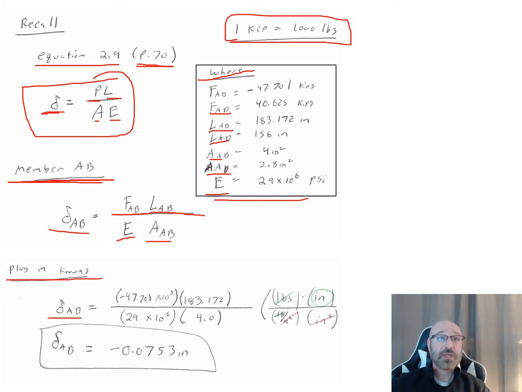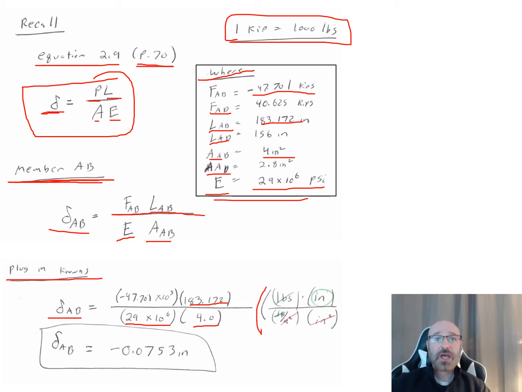So our delta AB is, when we say our F of AB, well, that's negative 47.701 from up here, and our length of AB is 183.72, so I put that in right there, and I see my E, my modulus of elasticity, is 29 times 10 to the 6 psi. I put that in there, and my area of AB is 4 inches squared. I put that in there.